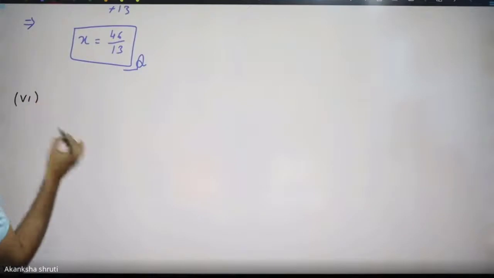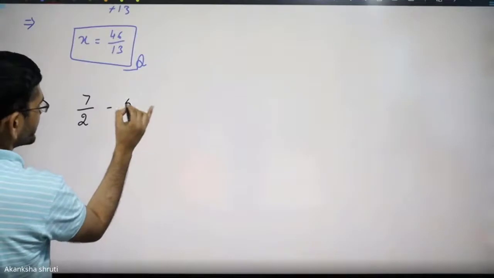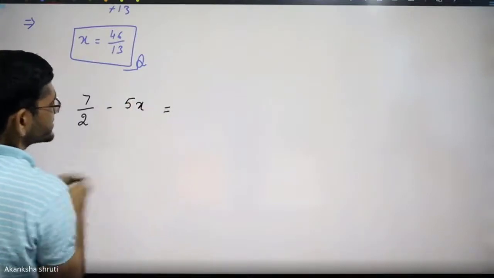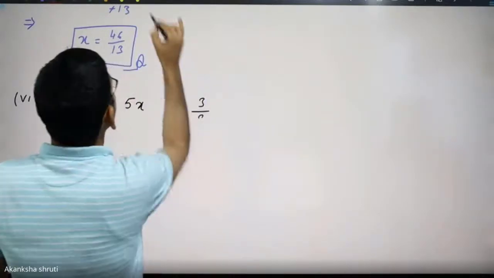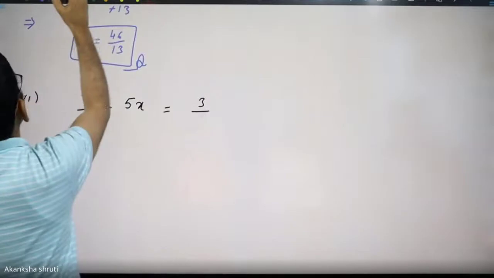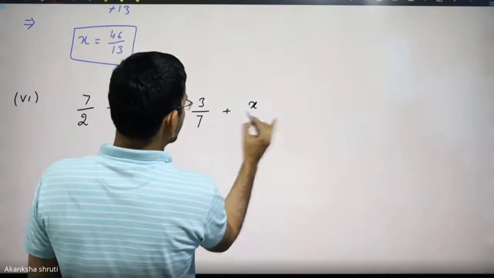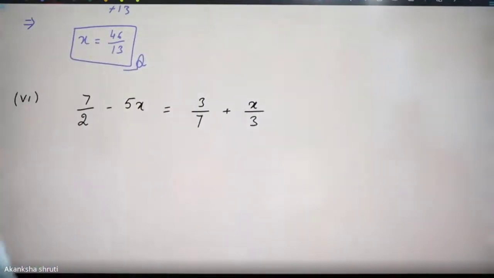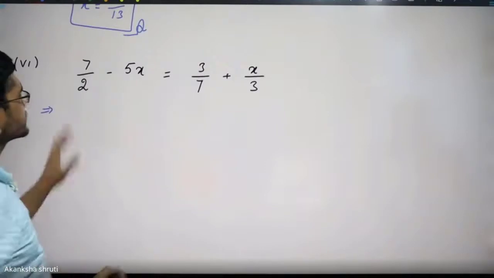Let us take the sixth question. If I have 7 by 2 minus 5x is equals to, no, let us take 3 by 7 plus x by 3. It is written in this form. A student, again keep in mind, all the variables have to be collected on one side and constants on the other side. So let us solve this question.